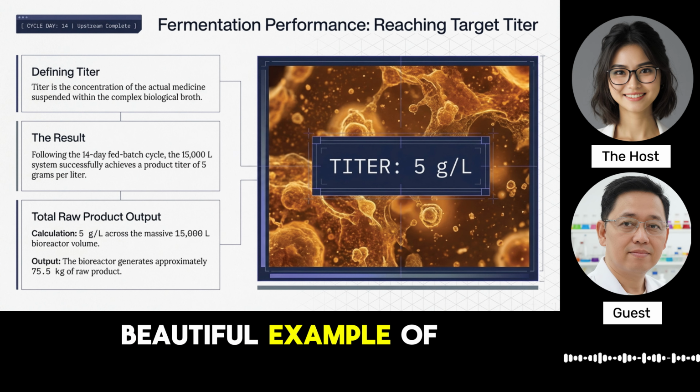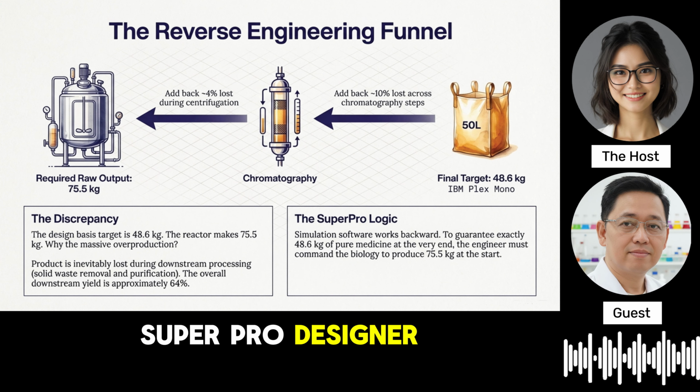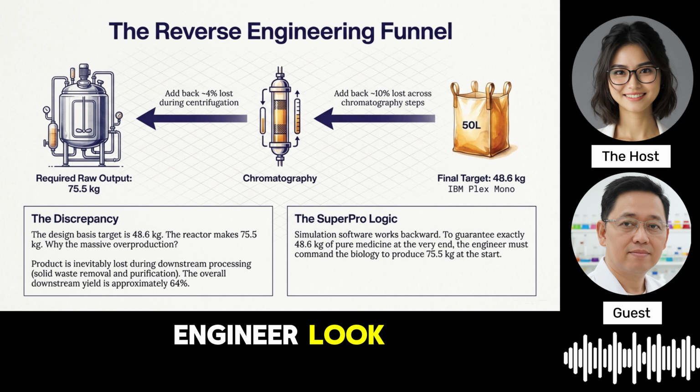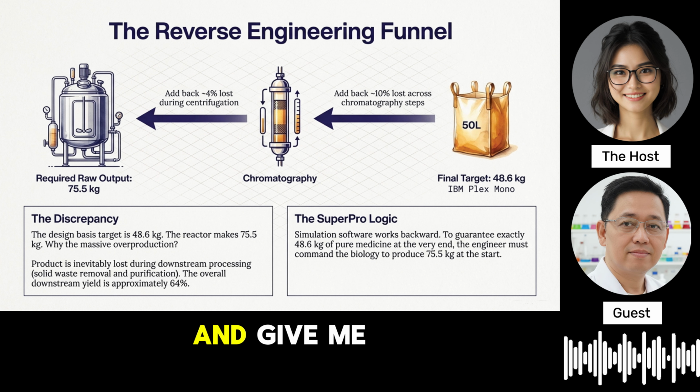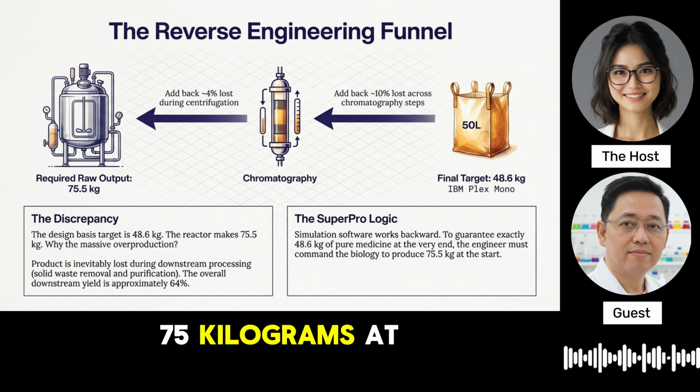Which is a beautiful example of reverse engineering. SuperPro Designer calculates those inevitable downstream losses and tells the engineer, look, if you want 48 kilograms at the finish line, your biological engine has to overproduce and give me 75 kilograms at the starting line. That makes perfect sense, and that perfectly sets the stage for where we are heading next.